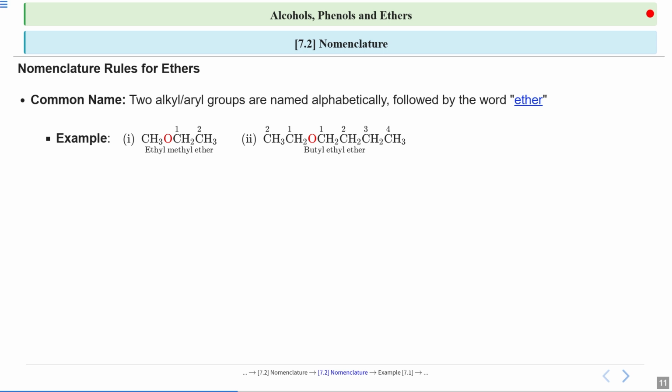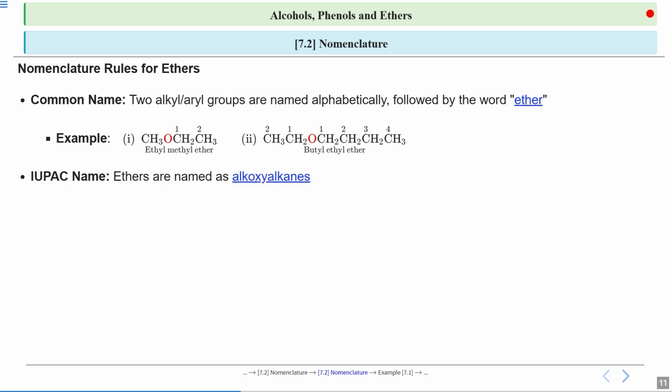For example, ethyl methyl ether. We have written the two alkyl group names alphabetically, ethyl methyl, and then you have to add the word ether. Second example, butyl ethyl ether.